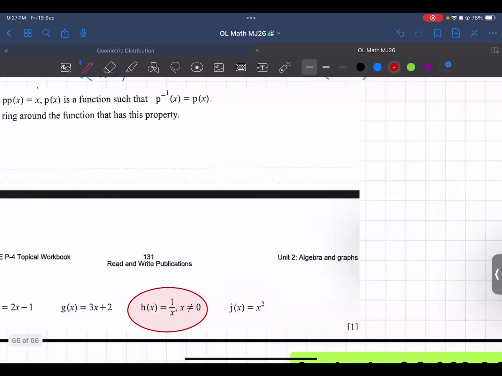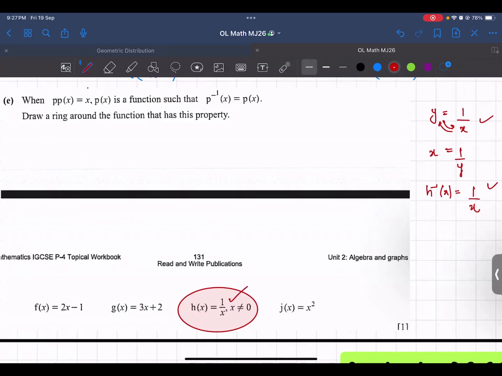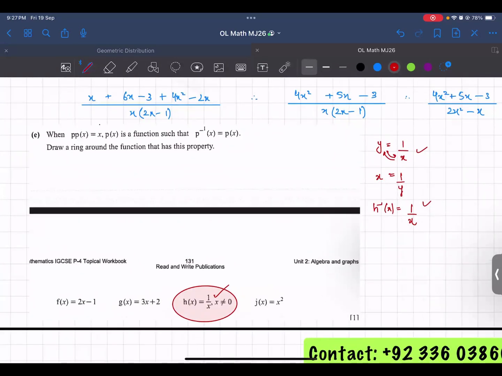Look, you would get the same thing. If you replace h(x) by y, it would be 1 upon x. And then if you make x the subject, you will get x is equal to 1 upon y. And then h inverse will be the same as 1 upon x. So look, the same. So you have to draw a ring. So this is how you have to circle it. Okay, everyone get it? Any questions?